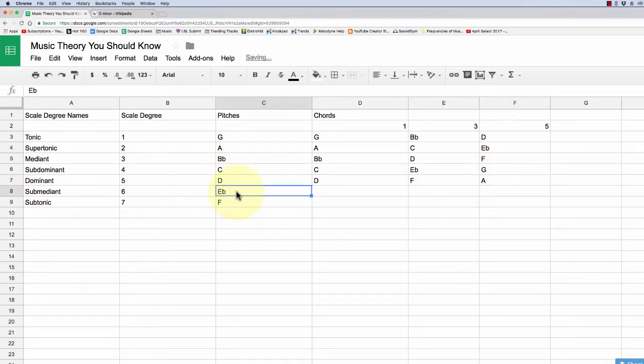And then so what about E flat? E flat, we're going to skip the F and go to G, and then we're going to go from G to B flat, because that's an interval of a third. So E flat, G, B flat.